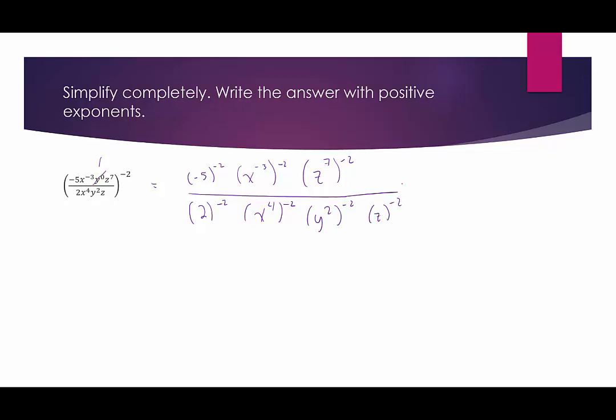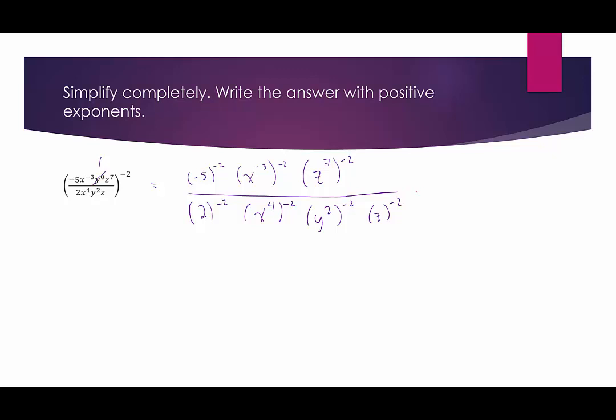You'll notice I just separated everything. Normally I wouldn't do this much work, but it's kind of just nice to see what I've done. Another really common mistake that I see students do is they forget to raise those numerical factors to that exponent. The negative 5 and the 2 also get raised to the negative 2, so we want to make sure we're taking care of that.